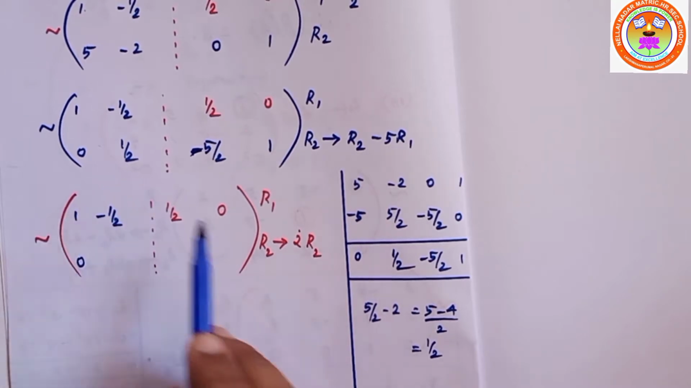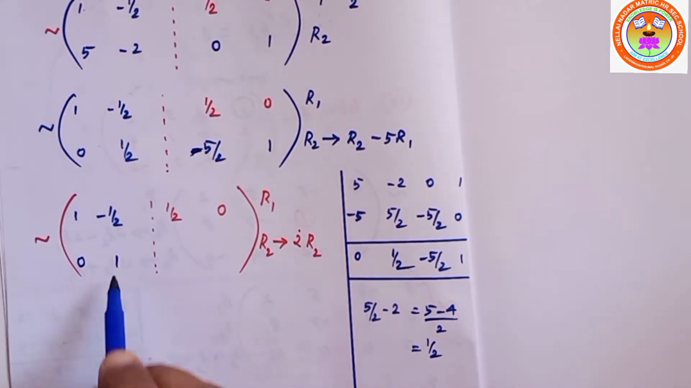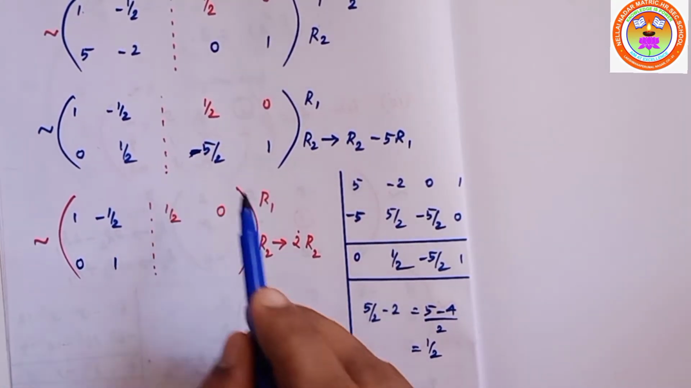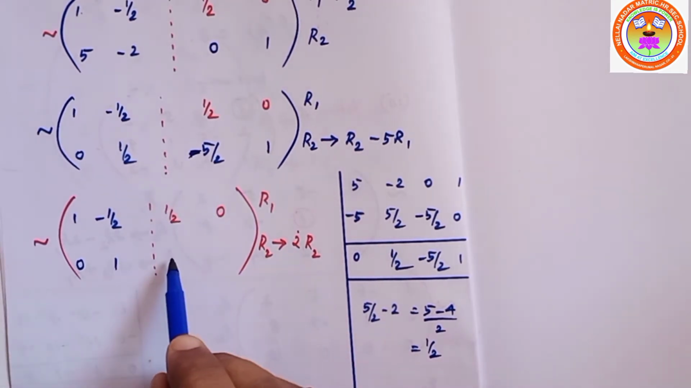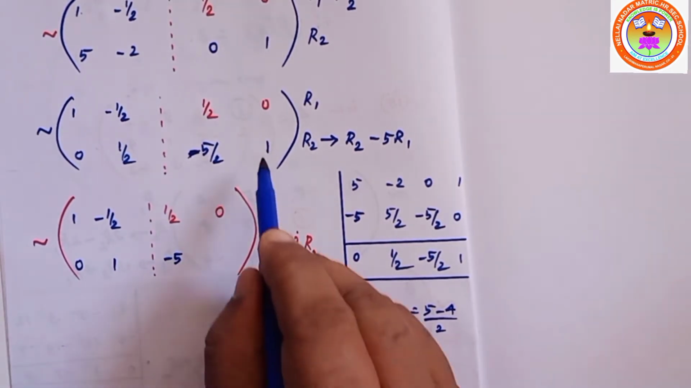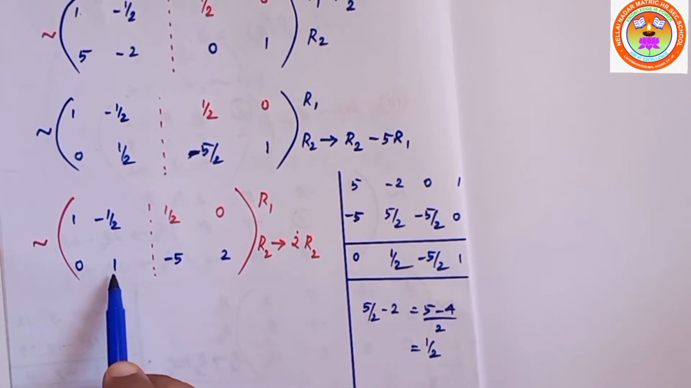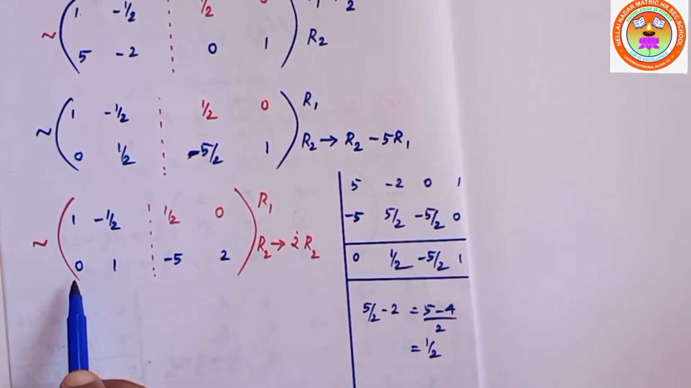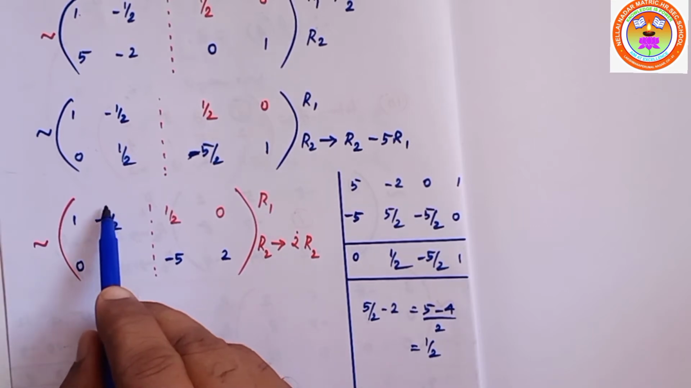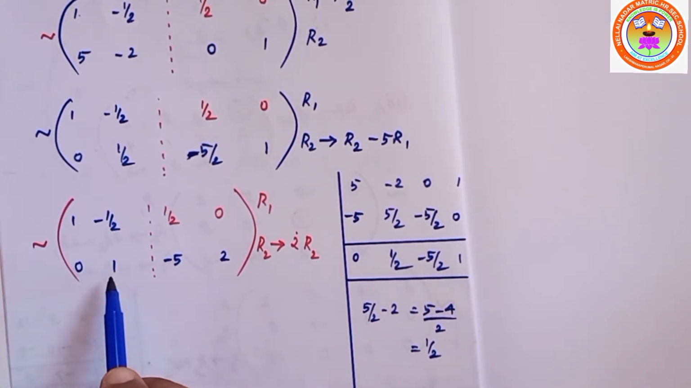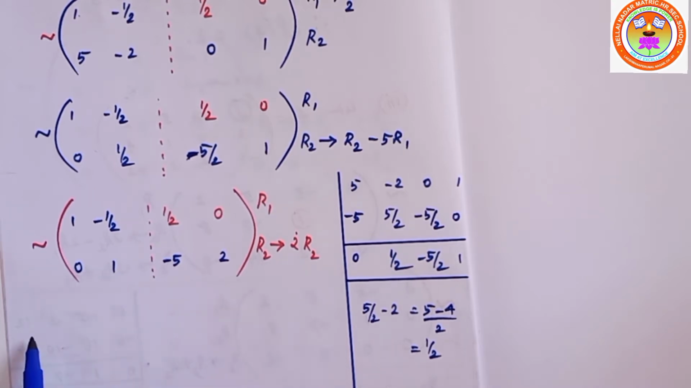Then 1 by 2 into 2, 2 get cancelled, 1. Minus 5 by 2 into 2, 2 get cancelled, minus 5. 1 into 2 that is equal to 2. Now we got 1 over here. So 1 here, 0 here, 1 here. It has to be 0 with the help of this element, remember. So always by row transformation only.